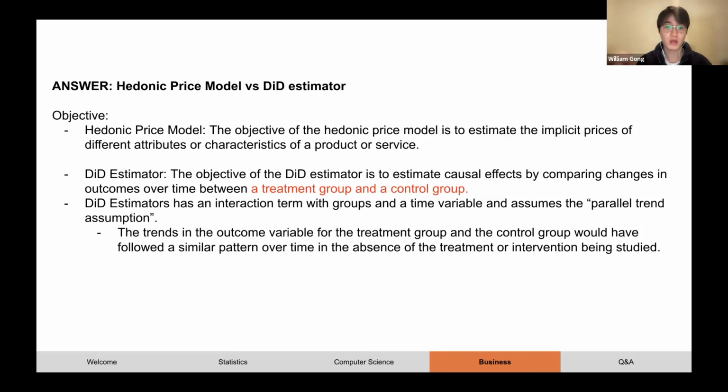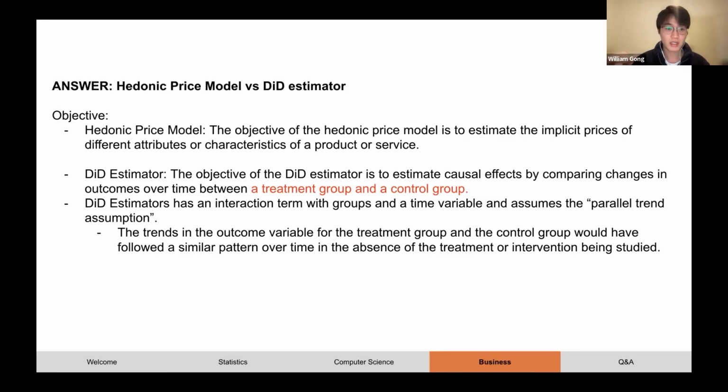And over time, we assume something called the parallel trend assumption. So what is the parallel trend assumption? This assumption is that the trend in the outcome variable for the treatment group and the control group would have a similar pattern over time in the absence of the treatment or intervention being studied. So essentially, time is an important aspect of our evaluation. Once we understand this, the main difference is that the DID estimator creates a binary variable of whether you are in a treatment or control group.